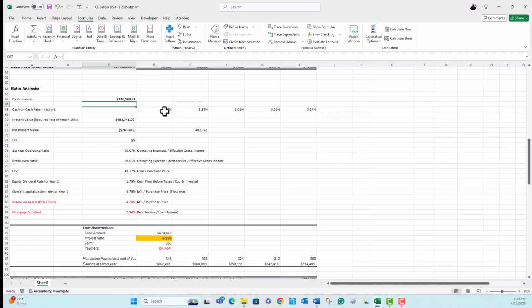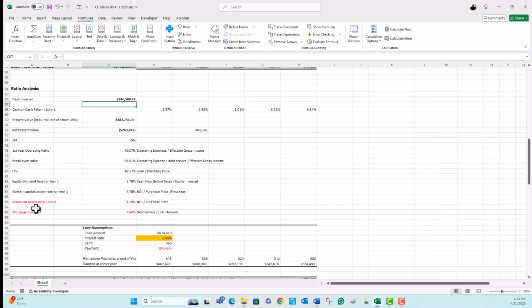Overall cap rate. Cap rate is the cap rate. Net operating income divided by the purchase price in year one. So that was 4.78%. If you want to talk about that same calculation in subsequent years, that's referred to as the return on assets. And that's what I did here, 4.78%. Okay, and I'll leave it there. We'll come back and talk about that more.